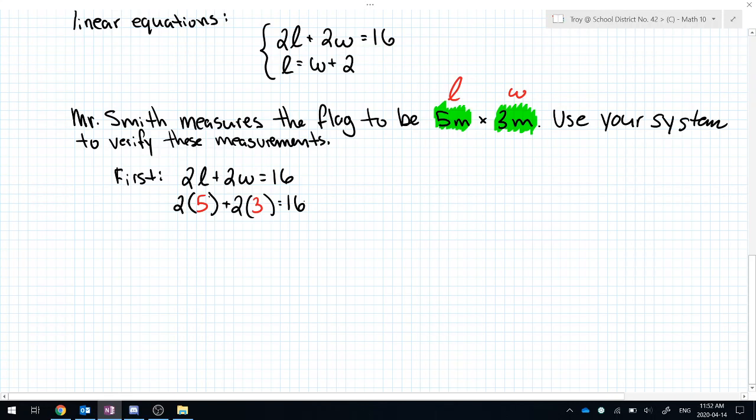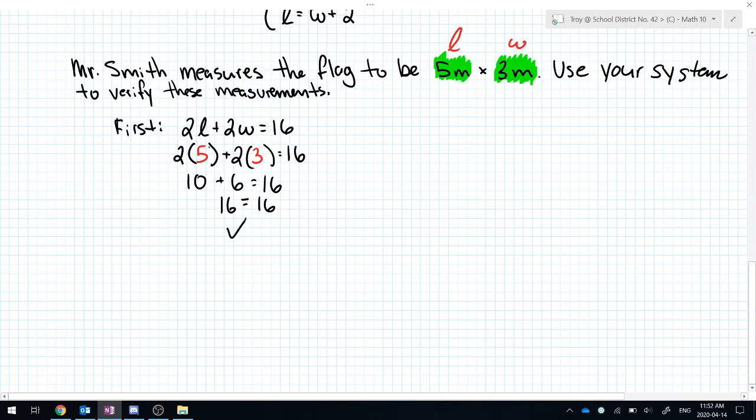All right, and now we can do the math here. So 2 times 5 is 10. 2 times 3 is 6. 10 plus 6. 16 equals 16. Does the left side equal the right side? Yes, it does. It's true. Let's try the second one.